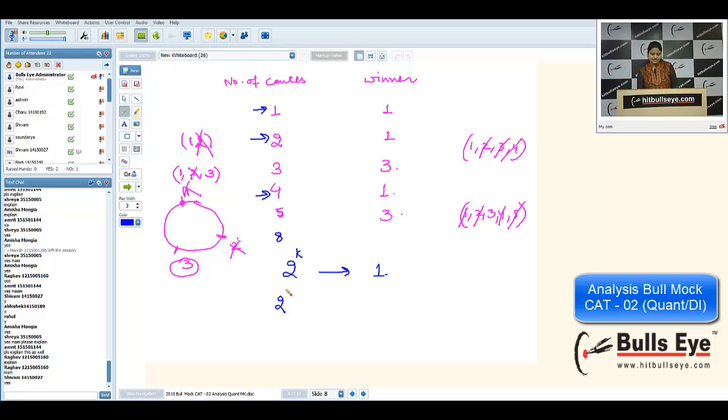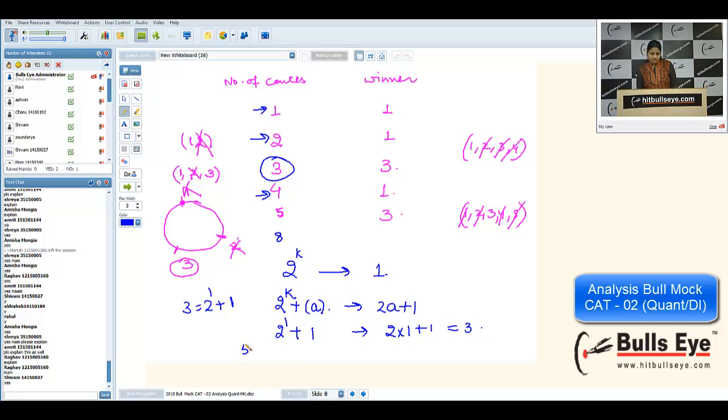If I take 2 raised to power k plus something, for example 3, 3 can be written as 2 raised to power 1 plus 1. So 2 raised to power k plus a, suppose. Who will be the winner? 2a plus 1. We can generalize this. For 3, who will be the winner? 2 into 1 plus 1.